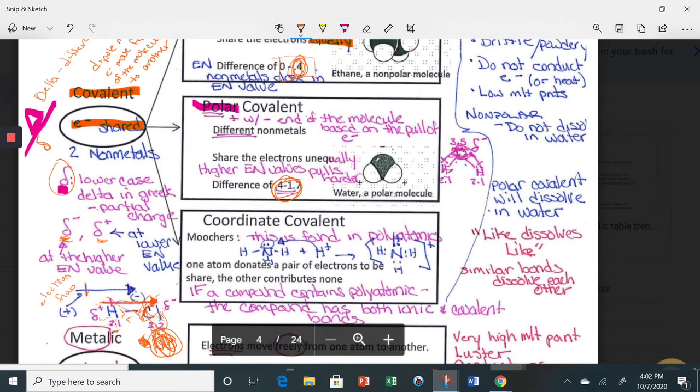Okay, polar covalent, again, is this unequal, like a tug of war. One of them wins, one of them gets the electrons. This is water over here. Oxygen's the more electronegative, so the electrons flow towards oxygen in each one of these bonds. So that's why you have the minus and positives, and that technically this is partial minus and this is partial positive. Okay?